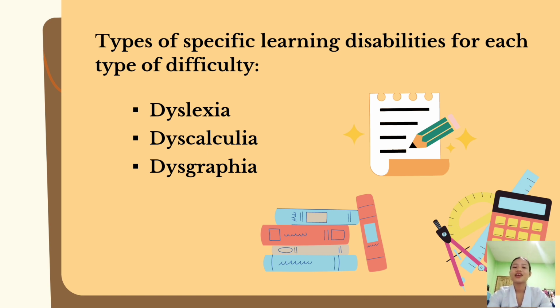So there are different types of specific learning disabilities for each type of difficulty, namely dyslexia. So dyslexia for difficulties with reading, spelling, and oral reading fluency. Dyscalculia for difficulties in math computation, problem solving, and analysis. And dysgraphia for difficulties with handwriting and written expression. So this is further explained in table 6.8.